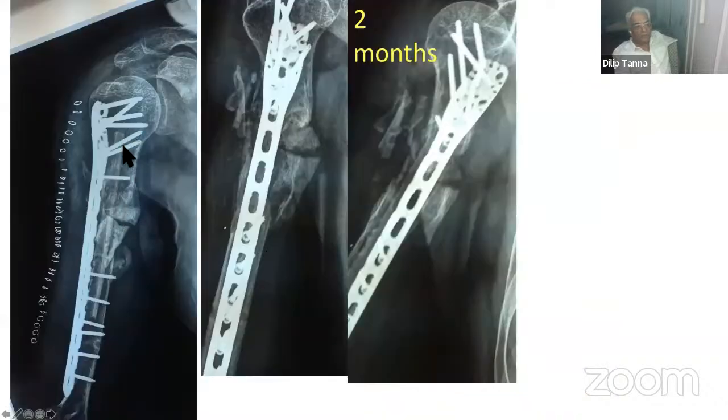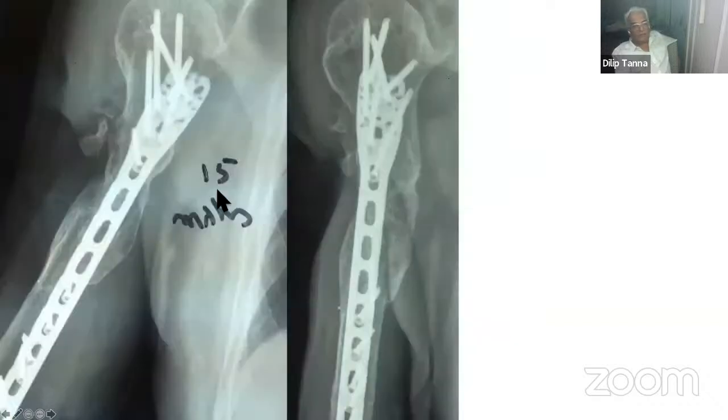So here it is. This is the fibula. This is the plate which has gone in, with the fibula, and then an autograft which has been put in. This is 2 months, and here it is 15 months. So this is the patient who has been operated upon so many times. When he comes to you, not a single bone had to be removed, because as I said, I judge that there is nothing which is really necrotic or infected. And this is how it ultimately held up.